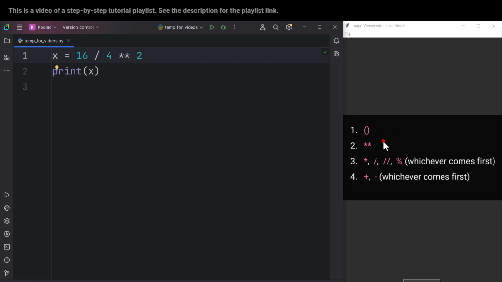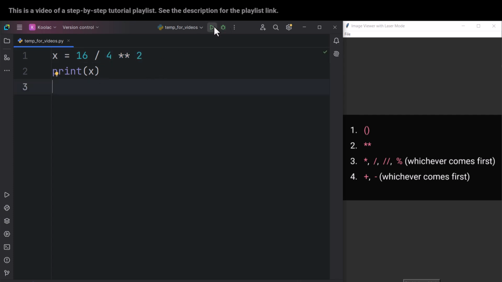The second order, which is this power operator. Do we have any power operator in this example? Yes, we have. First of all, we should calculate this. So 4 to the power of 2 is 16. Now, once again, we should refer to this list. As you can see, we don't have any parentheses. We don't have any power operator, but we do have this division operator. So now we're going to calculate this, and we are saying that 16 divided by 16 is 1. So the result of this example is 1.